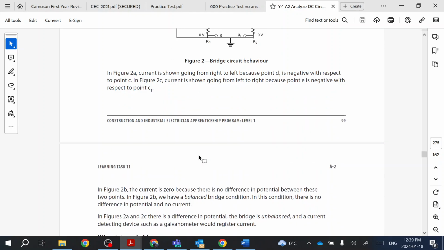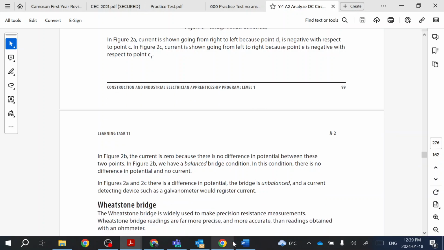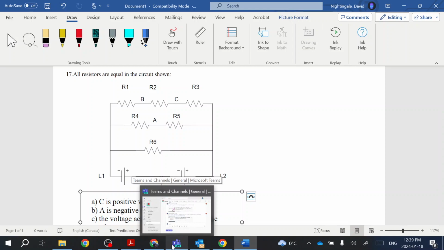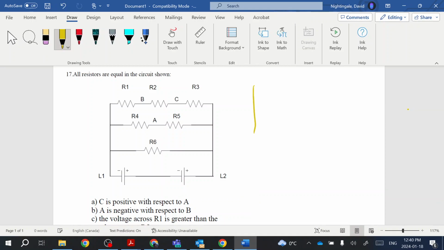So let's take those concepts into this particular question. I'm going to redraw this circuit in the more traditional bridge circuit format, tilting it over 90 degrees on its side. And just to avoid any confusion, I'm going to combine these two voltage sources into one voltage source. It doesn't really matter.